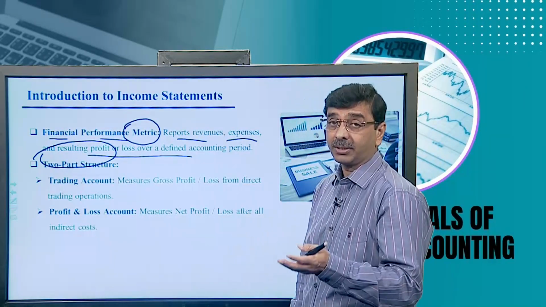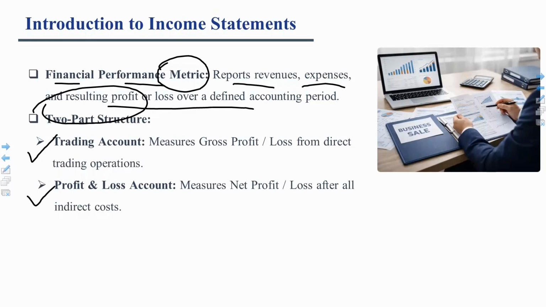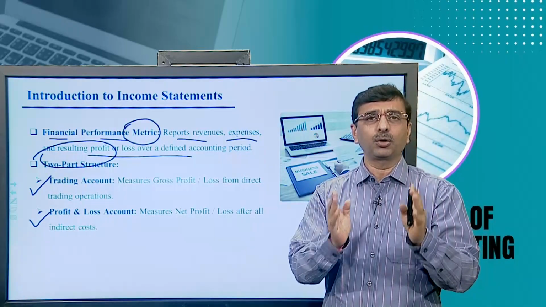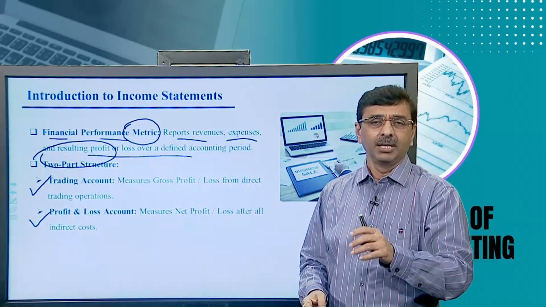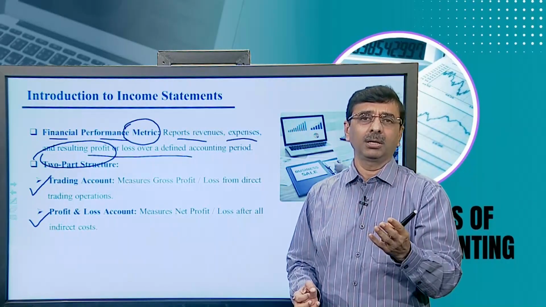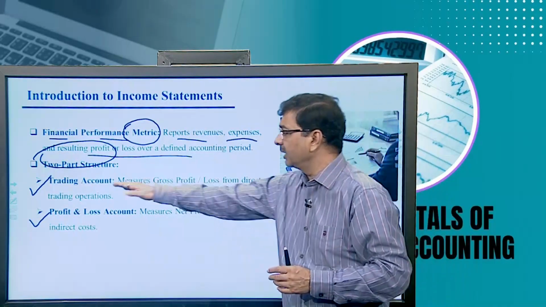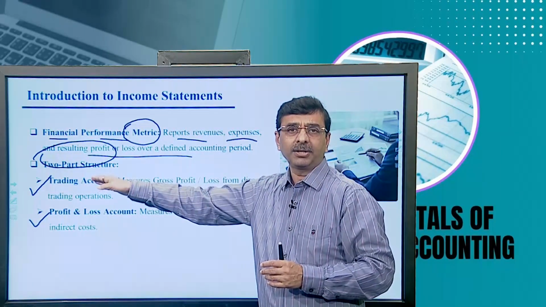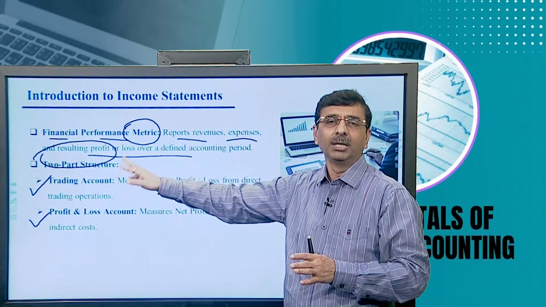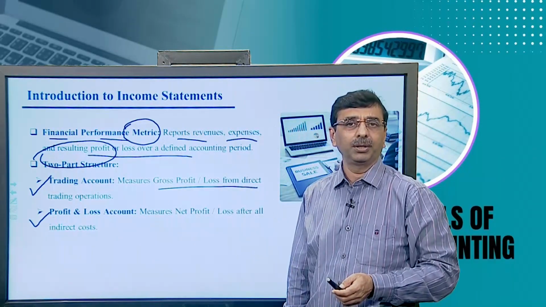It's a two-part structure, correct? The first part is the trading account and the second part is the profit and loss account. As I mentioned, the trading account information is only related to the trading of the business. It means that purchases and sales, opening stock and closing stock, and only the purchase expenses would be included in this trading account. At the end of the trading account, when you finish recording all these financial metrics, we find out the gross profit or gross loss from the account.